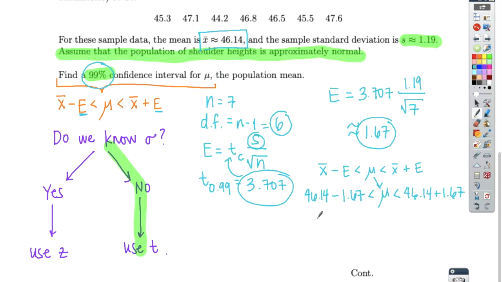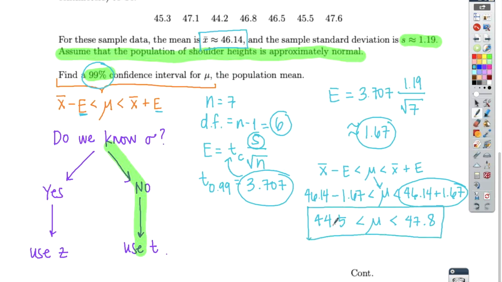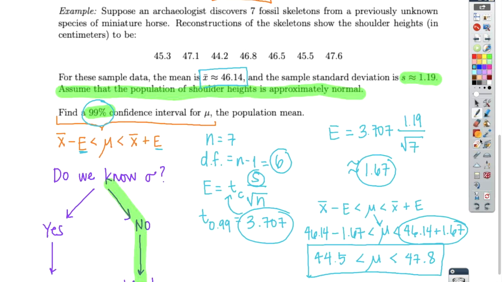46.14 minus 1.67 gives me 44.5. And so I find that mu is between 44.5 and, throwing that into my calculator, 47.8. And now again, I can't say with complete certainty that our population mean really is between 44.5 and 47.8, but what I can say is that I'm 99% confident that the population mean is between 44.5 and 47.8. 99% confident.